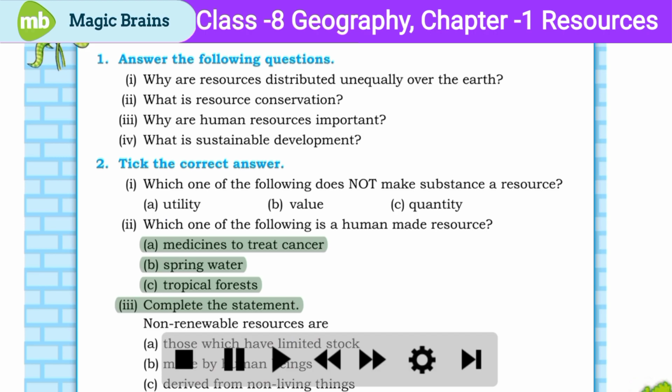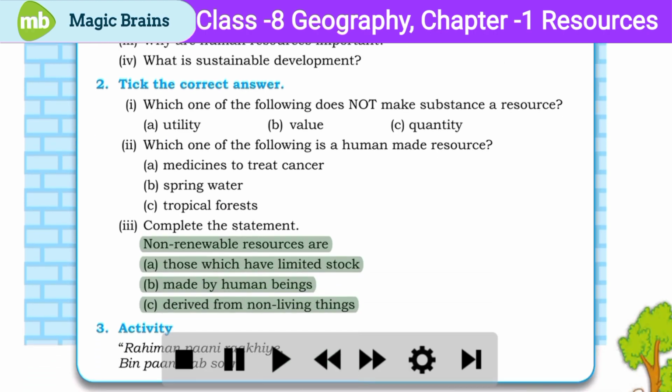Question number 3. Complete the statement. Non-renewable resources are: A. Those which have limited stock. B. Made by human beings. C. Derived from non-living things.